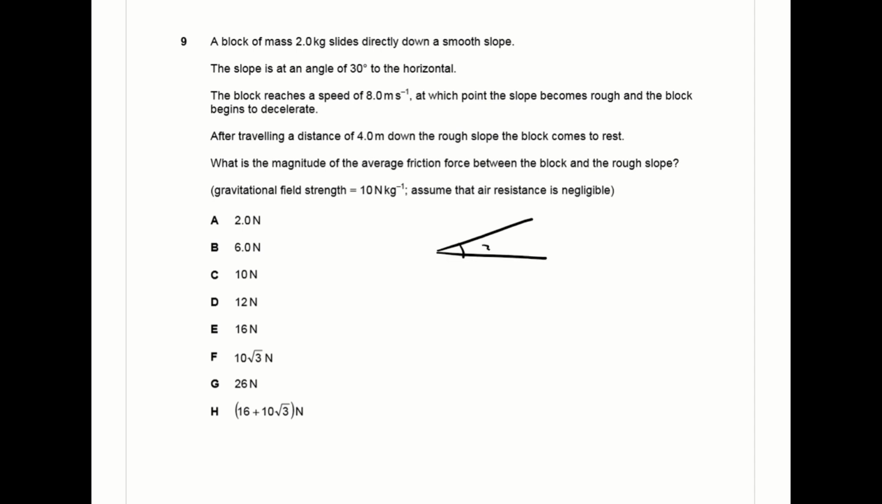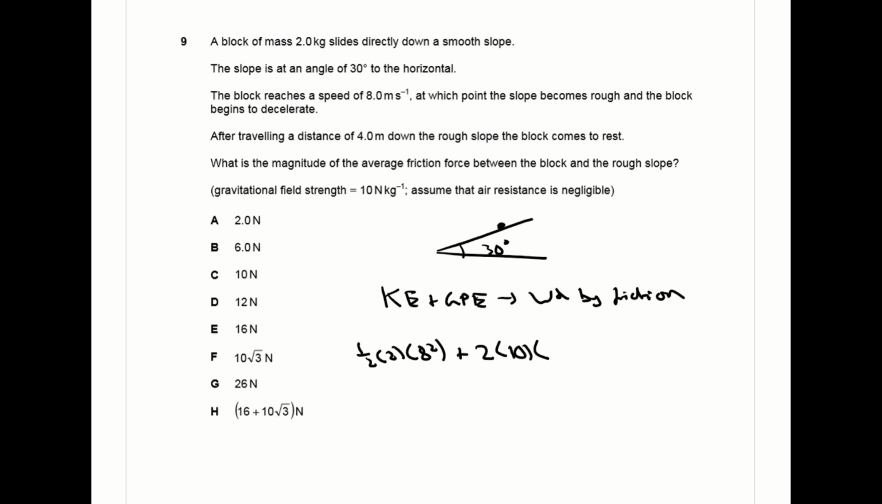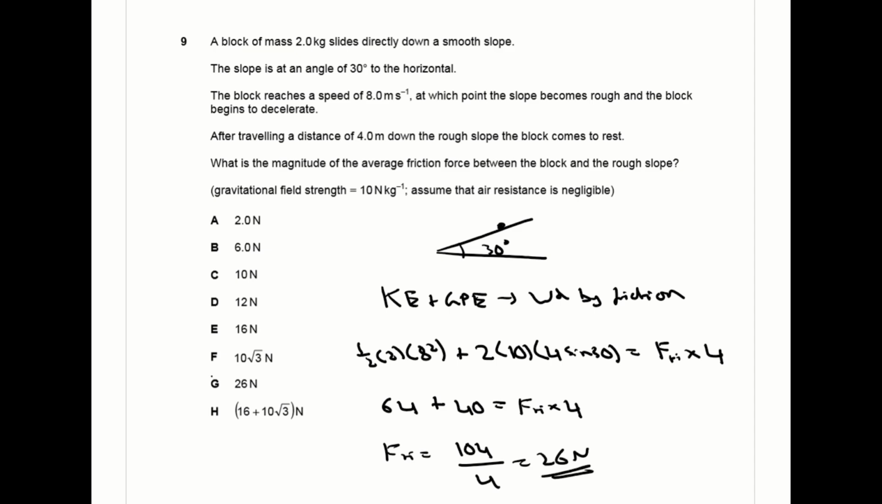Question 9 is a straightforward conservation of energy question where the KE and GPE of the block is equal to the work done by friction to bring the block to a stop. So the KE is equal to half times 2 times 8 squared, and the change in GPE is mg times the change in height, which is equal to 2 times gravity g times the change in height, which is 4 sin 30, because it travels 4 meters down the slope, and the slope is at an angle 30 degrees to the horizontal. This is equal to the frictional force times 4, because work done is force times distance. You can then rearrange this and simplify it to obtain the frictional force as 26.